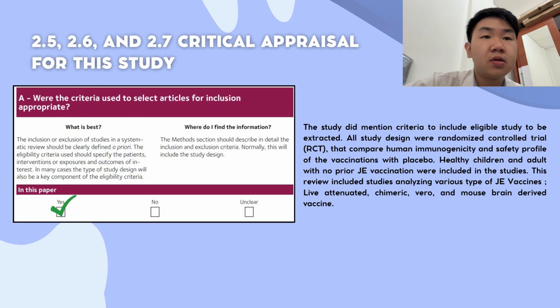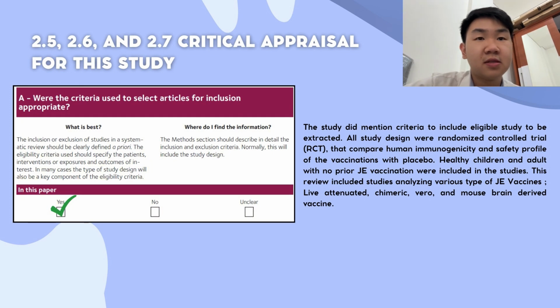The study did mention criteria to include eligible studies to be extracted, and all study designs were randomized controlled trials, or RCTs, that compare human immunogenicity and safety profile of the vaccination with placebo. Healthy children and adults with no prior JE vaccination were included in the studies. This review included studies analyzing various types of JE vaccines, such as live attenuated, chimeric, Vero cell, and mouse brain-derived vaccine.